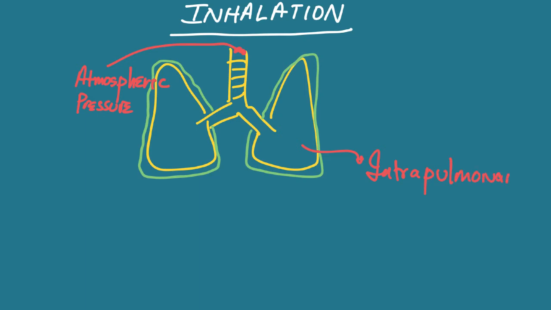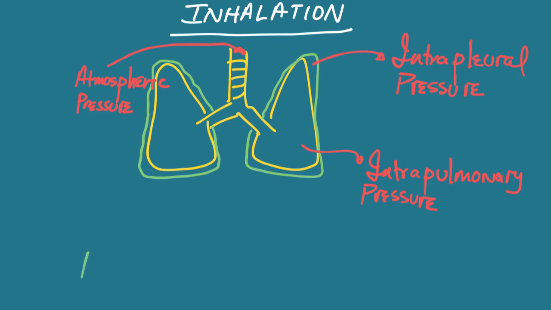The intrapulmonary pressure changes according to the needs of ventilation. If you are inhaling, the intrapulmonary pressure is going to be lower than atmospheric pressure. The third type of pressure is intrapleural pressure, and that's the pressure in the pleural cavity that surrounds each lung.